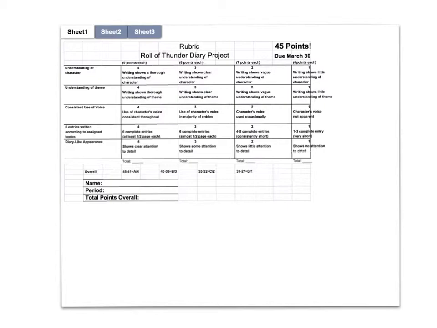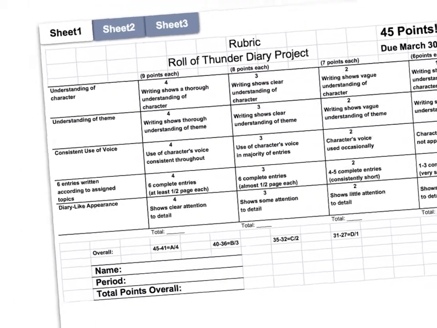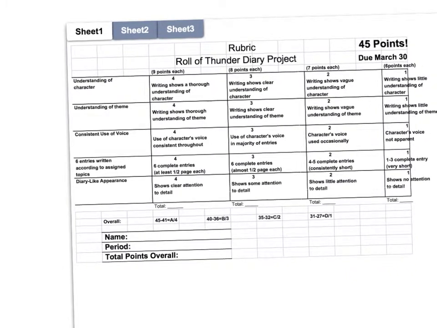Here is another sample of a page I just pulled right out of Dropbox, and this was a diary rubric that the students created, but they weren't really sure how to fill it out, so I had to show them what I was thinking when I made this. If they got a 4 in understanding of character, they would have 9 points, and maybe their entry on theme was clear, but it could have used a little more detail, and so then they would have 8 points. They would have graded themselves.